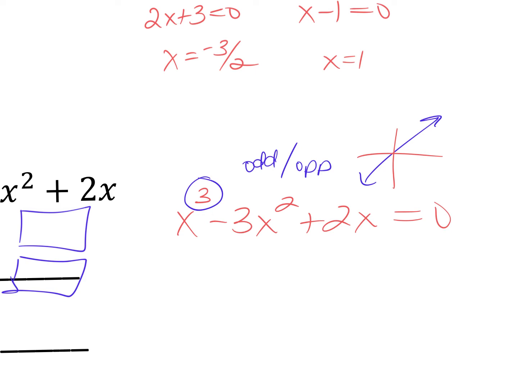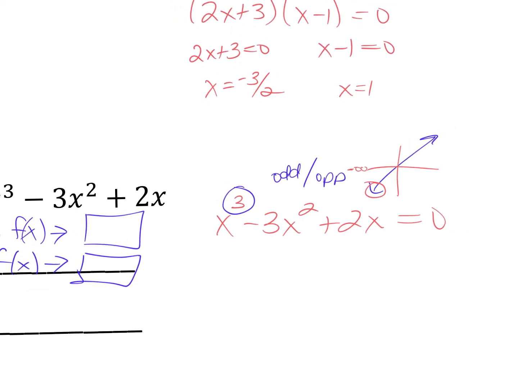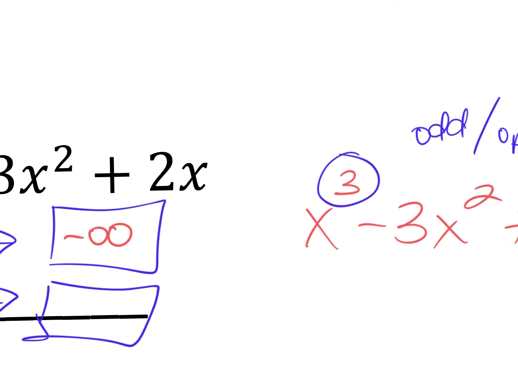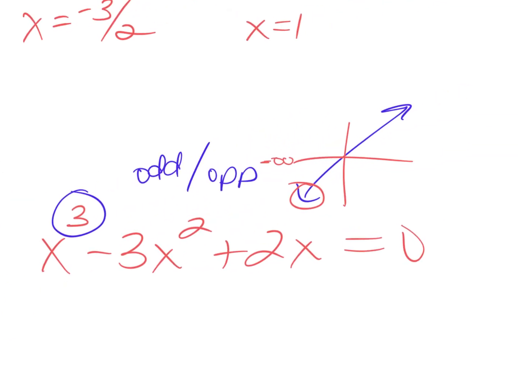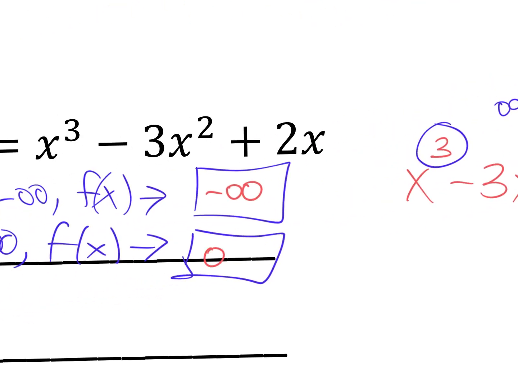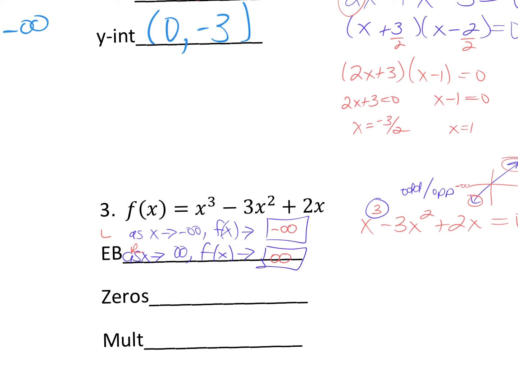As x approaches negative infinity, that's over here on the left-hand side, where is your graph going? Down. How do we say it's going down? Negative infinity. Over here on the right, this is the right side. We're at positive infinity. What's your graph doing? It's going up. How do you say it's going up? Positive infinity, all right? That's all I need from you guys.